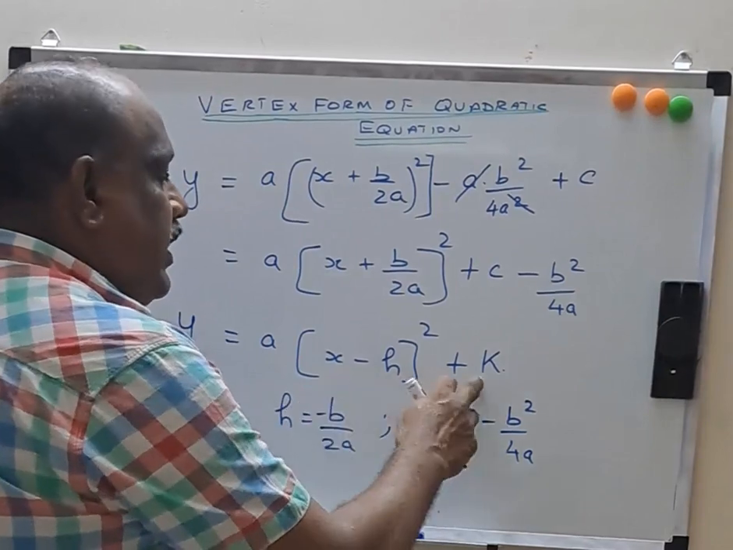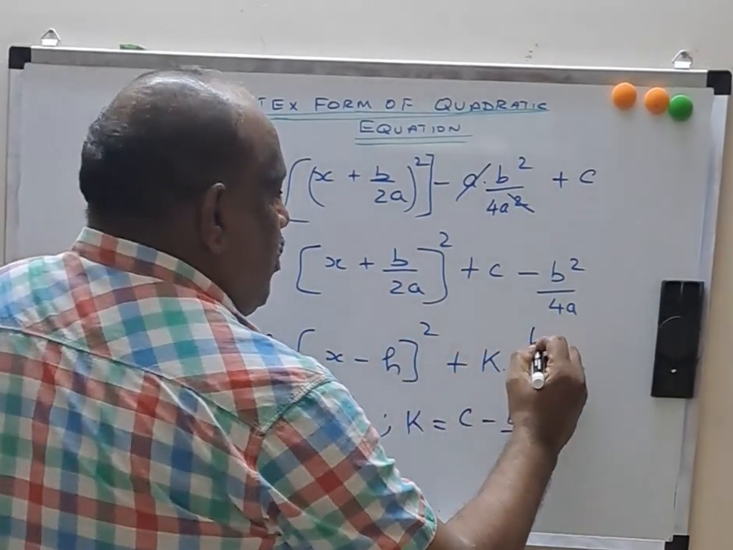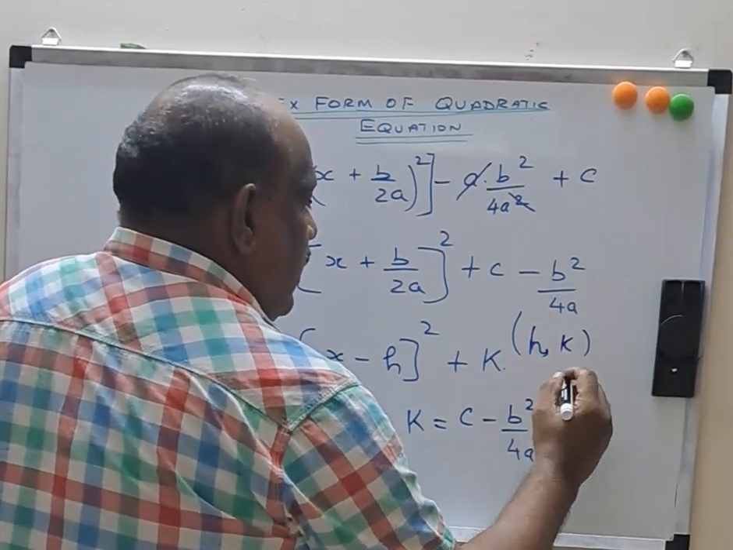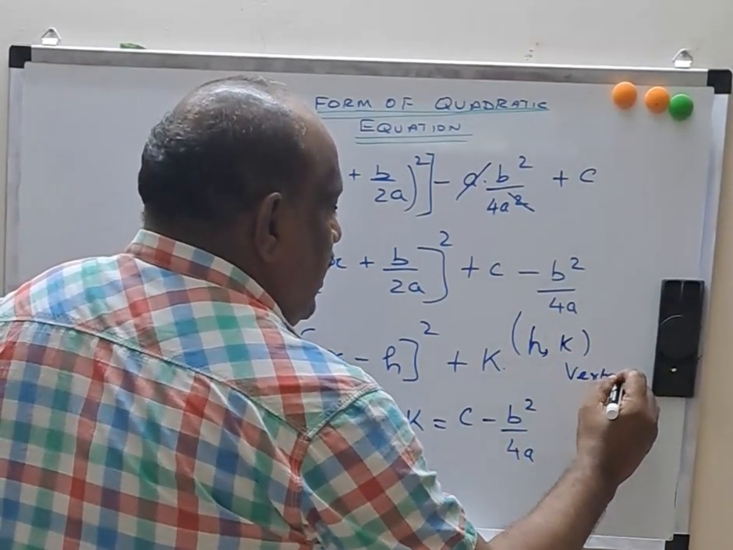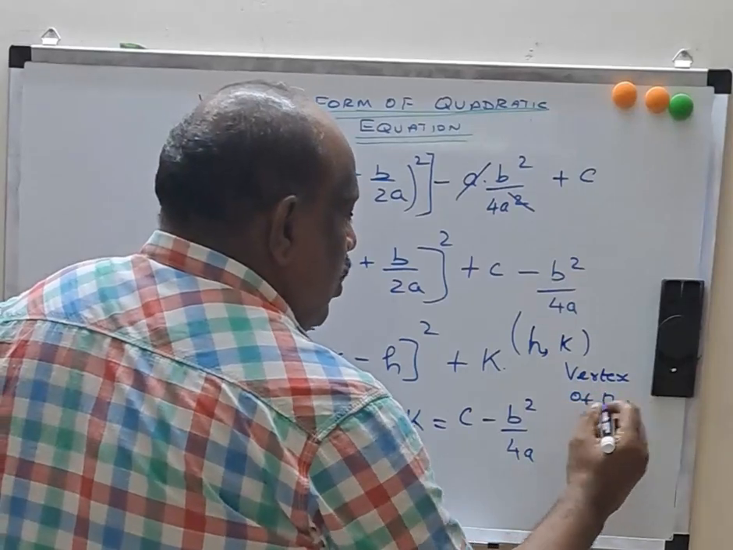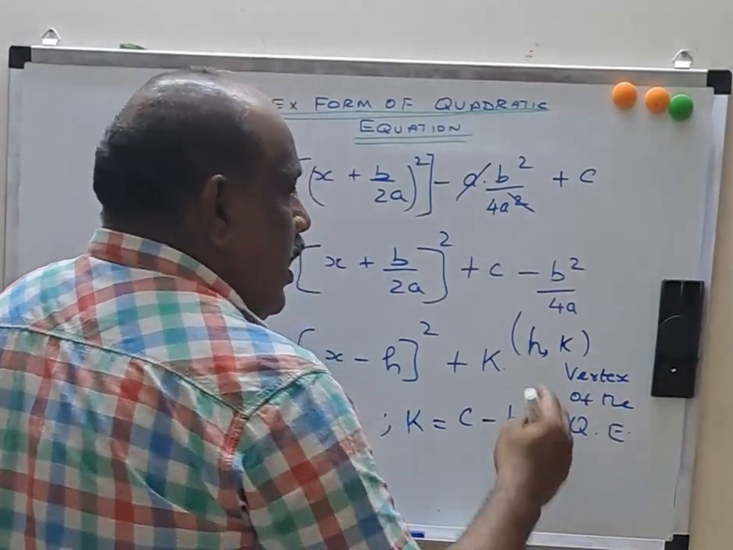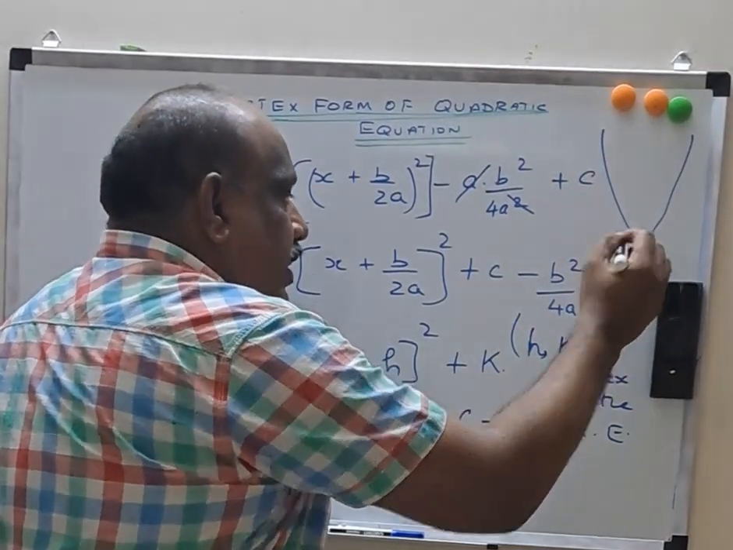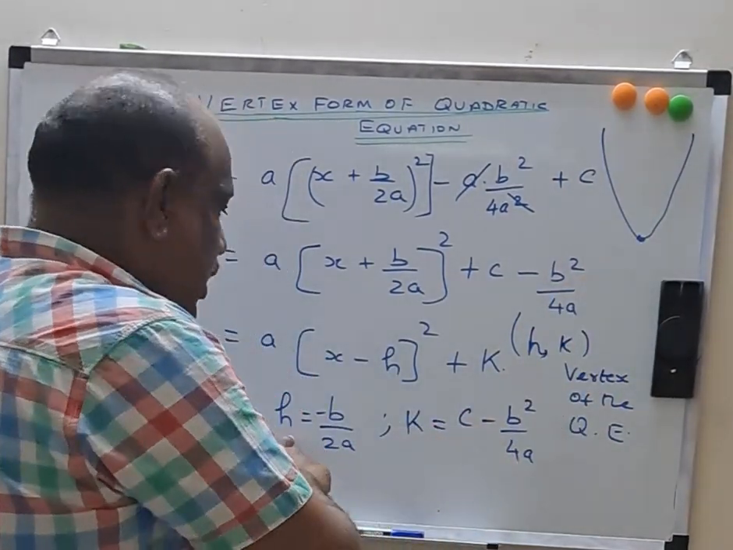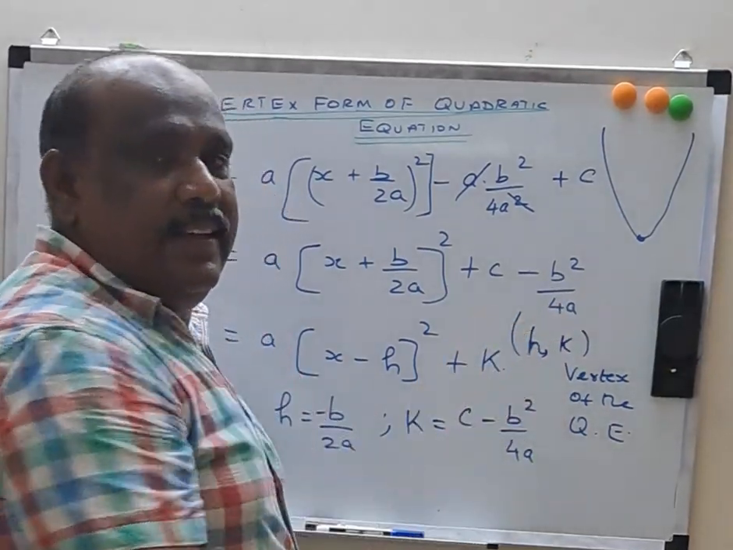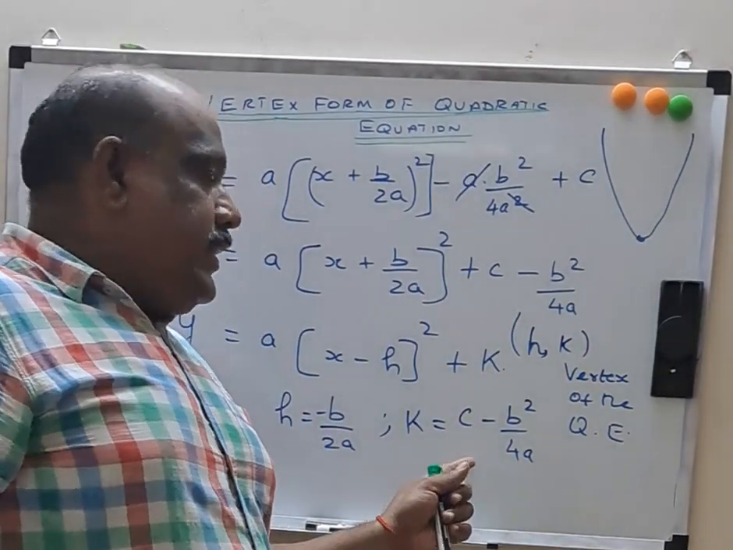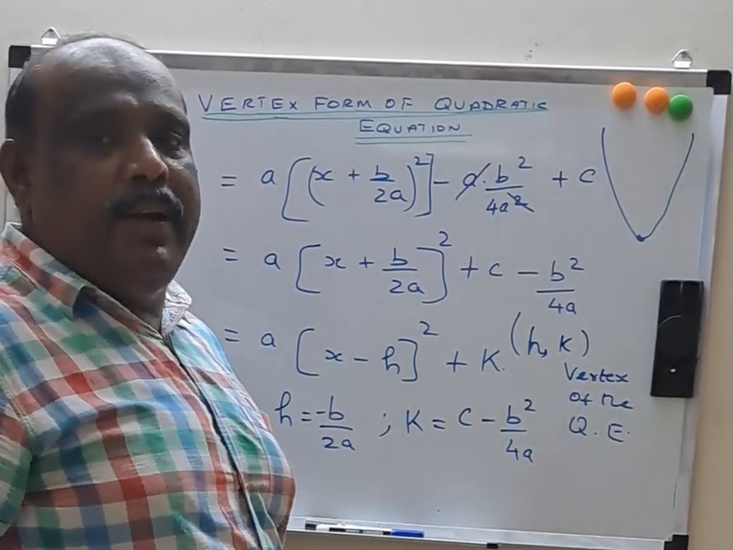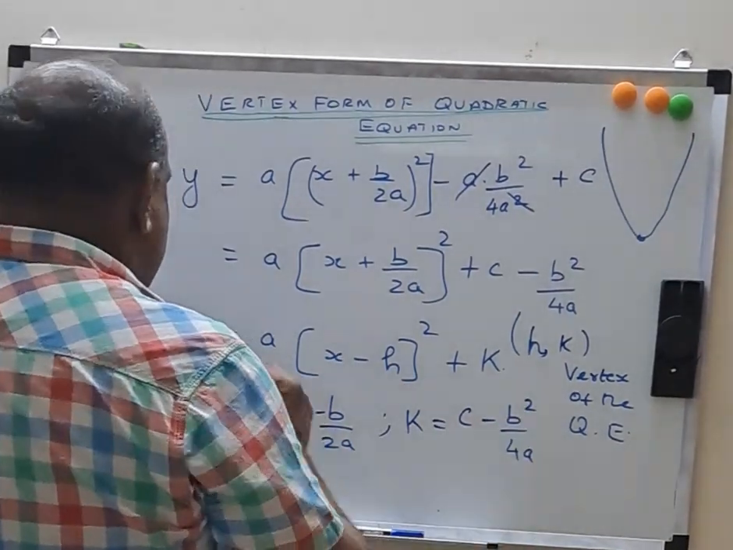Where h comma k is known as the vertex of the quadratic equation. So I have drawn a graph, that vertex point where both the curves meet. This vertex, the x coordinate is given by h, the y coordinate is given by k, where k is nothing but what? c minus b squared by 4a and h is nothing but what? Minus b by 2a.